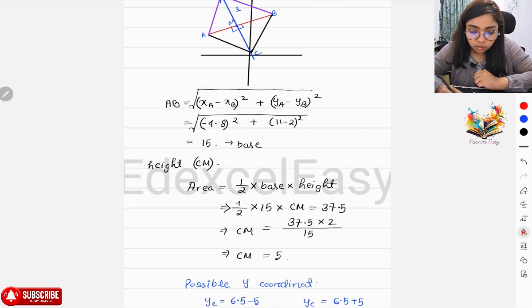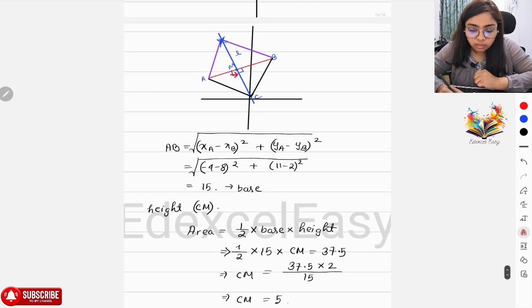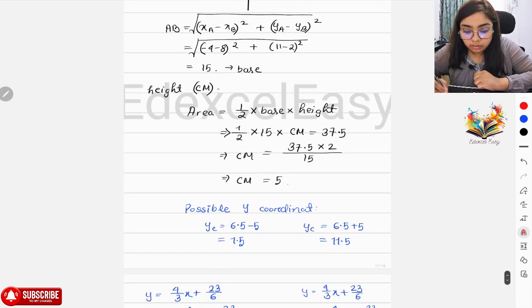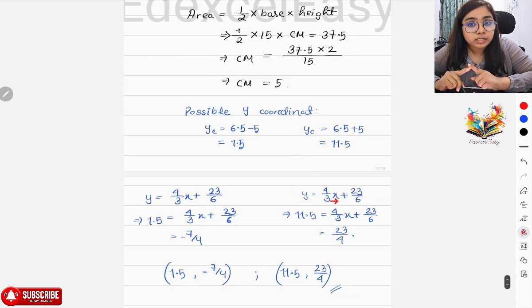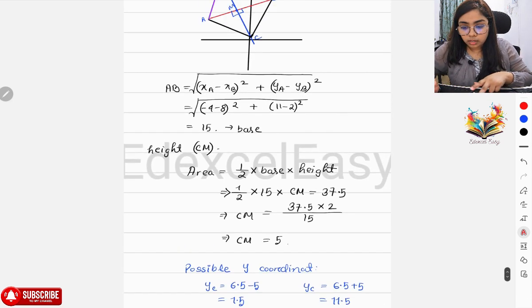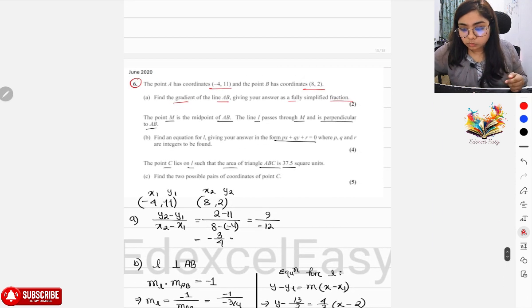Since I know that CM was 5, that means the difference between their y coordinates is going to be 5, right? So the two possible values for the y coordinate would be the y coordinate of M, which is 6.5, plus or minus 5. 6.5 minus 5 gives you 1.5 and 6.5 plus 5 gives you 11.5. Using these two possible y coordinates for point C, I input them into the equation for line L, as point C was also a point on line L. Using this, I calculate the x coordinate for the two possible coordinates of point C. So this was it for all the working for this graph question.